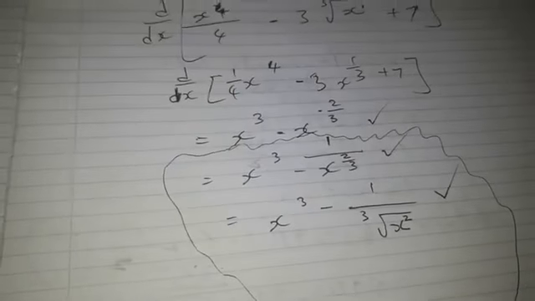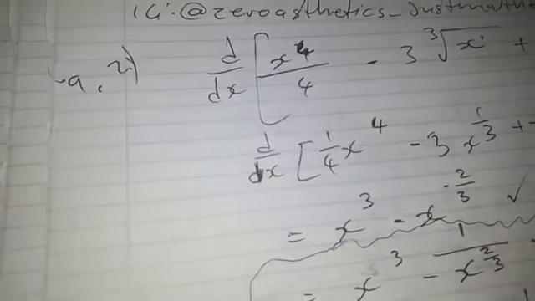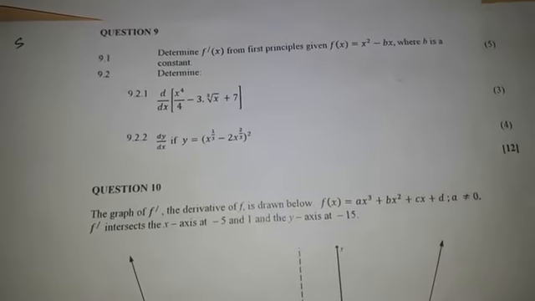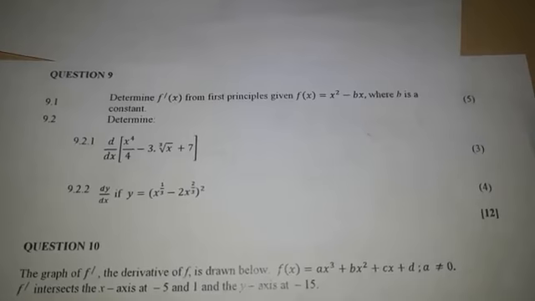Yeah, so moving on, because that's for 9.2. Yeah, 9.2. Moving on to bigger and 9.2.1 actually. Moving on to bigger and brighter things, like we said. 9.2.2 basically wants us to differentiate again.